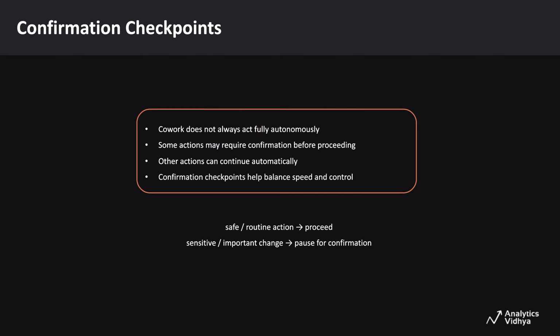Another important part of the system is that Co-work does not always act fully on its own. Sometimes it can continue automatically, and sometimes it pauses for confirmation. These checkpoints help balance speed with control. So the goal is not blind autonomy, but useful execution with the right level of oversight.